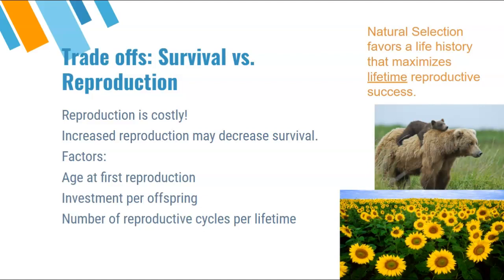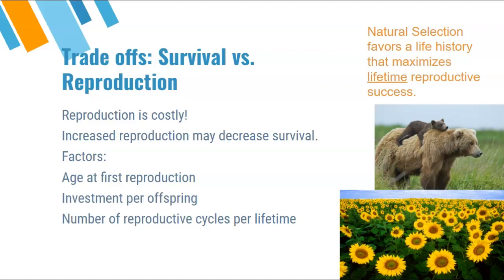Do they have them once a year? Is it only a couple in their lifetime? I don't know. But basically, there's going to be some kind of balance here that natural selection is going to favor. A balance of we want to survive, but we also want to pass on our genes as much as we can, but not if it's going to kill us.